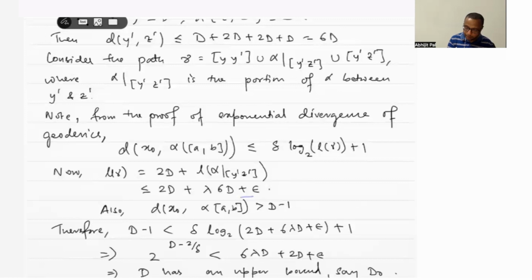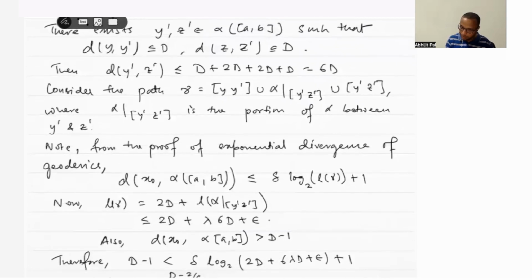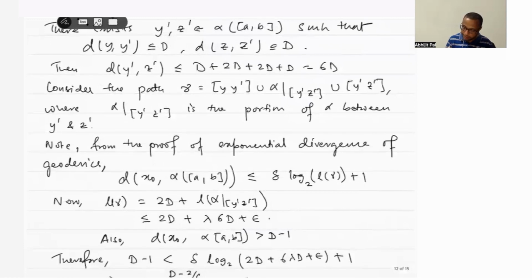So why is this true? This gamma is a union of these two geodesics and this quasi geodesic restricted to y prime and z prime. So alpha is a lambda epsilon quasi geodesic. So the length of alpha will be less than or equal to lambda times the distance between y prime and z prime plus epsilon. Therefore the length of gamma will be less than or equal to 2d plus lambda times 6d plus epsilon.